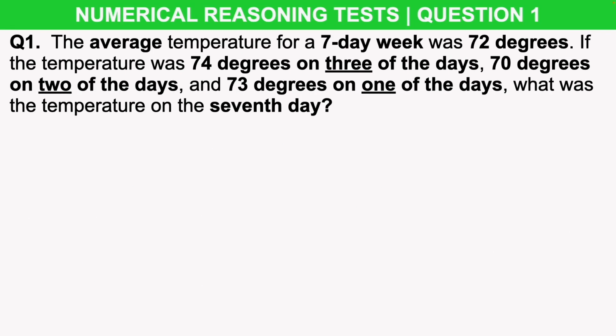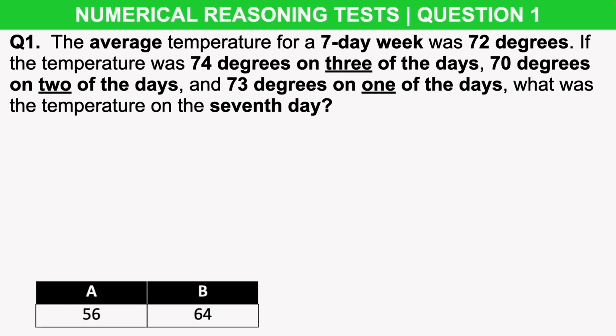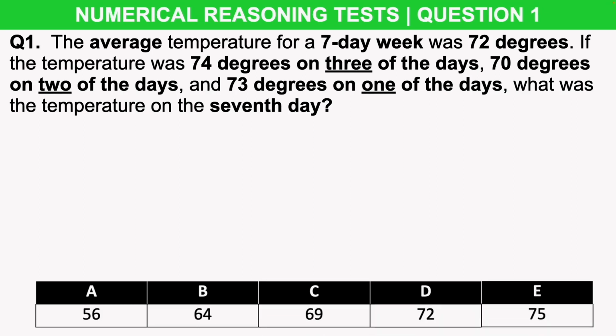The average temperature for a 7-day week was 72 degrees. If the temperature was 74 degrees on 3 of the days, 70 degrees on 2 of the days, and 73 degrees on 1 of the days, what was the temperature on the 7th day? Was it A, 56, B, 64, C, 69, D, 72, or E, 75.